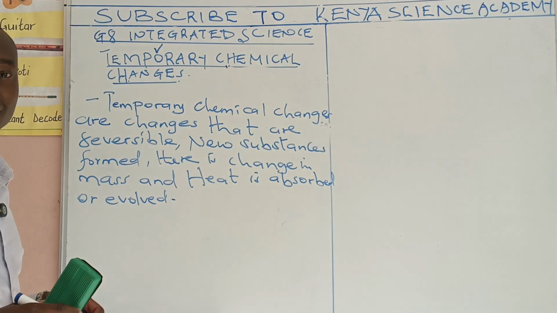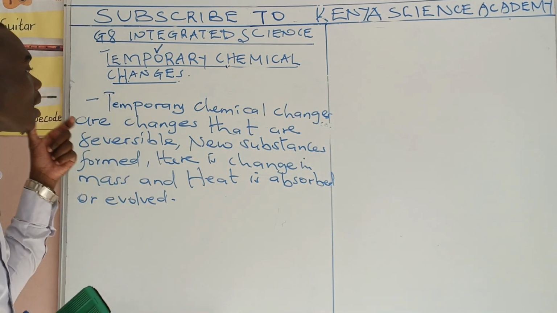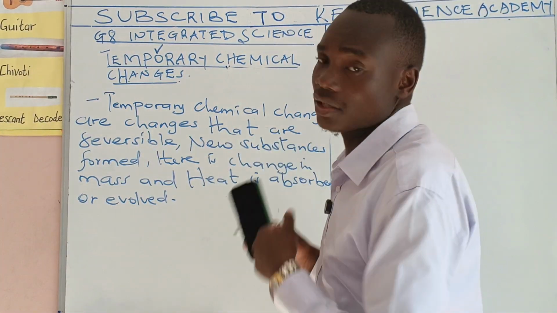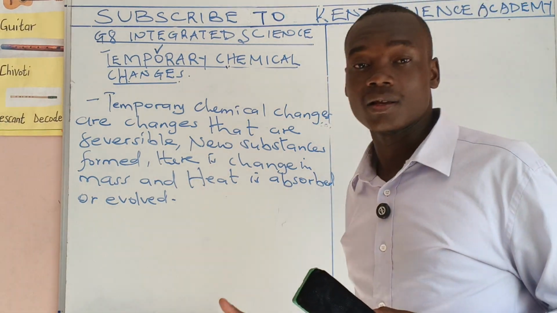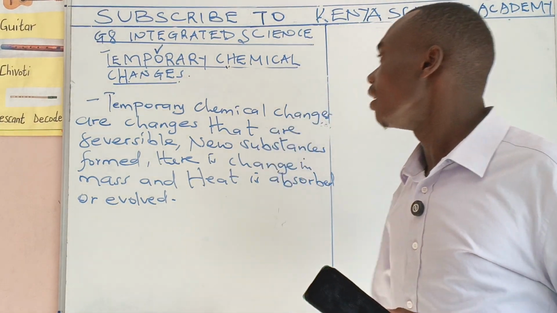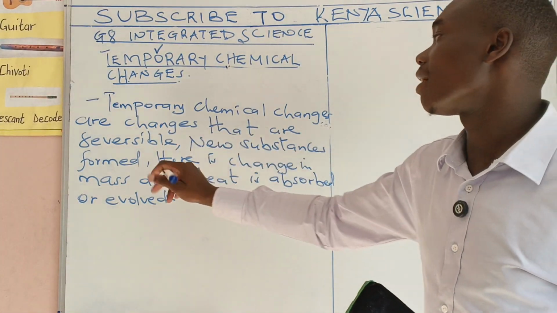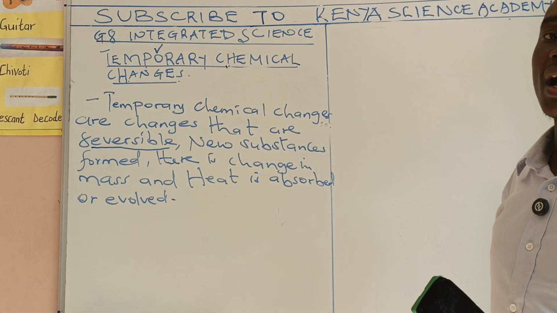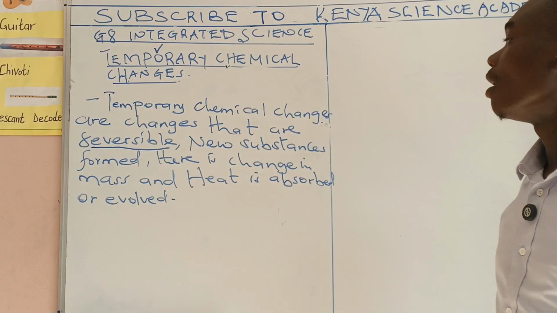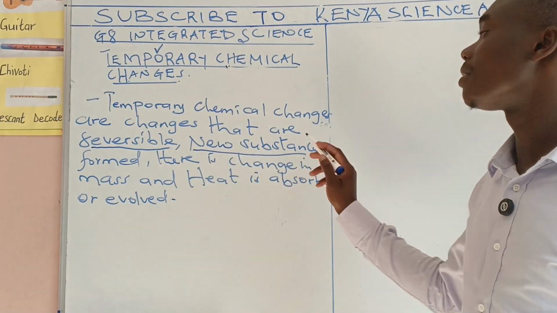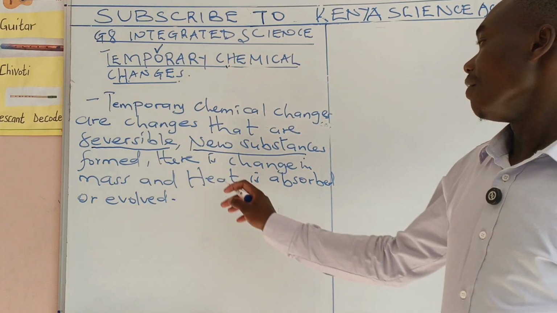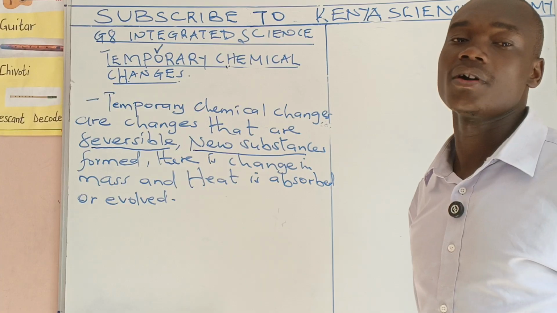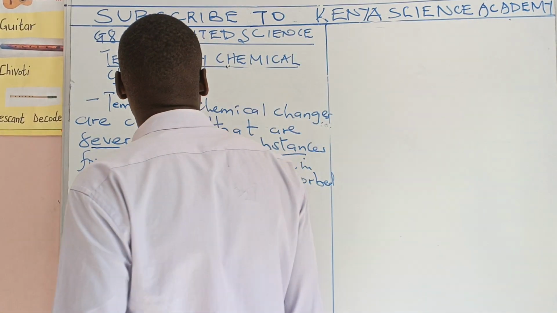Look at the characteristics. These are the characteristics of temporary chemical changes. These are the features of such changes. What are the features? Number one, they are changes that are reversible. It means they can be taken to another state and from that new state back to the original state. And then there is formation of a new substance. There is change in mass, and heat is evolved or absorbed in this particular change.